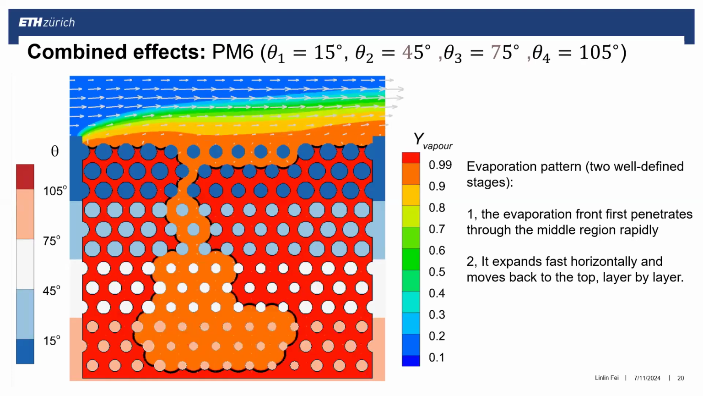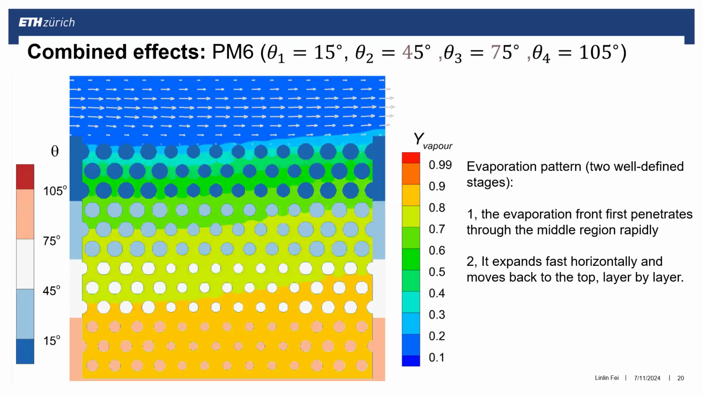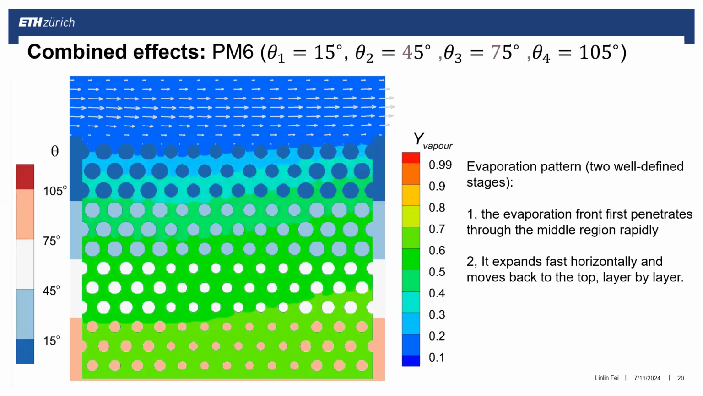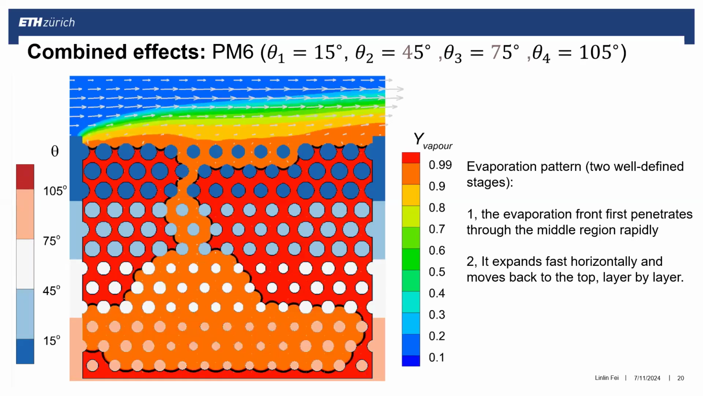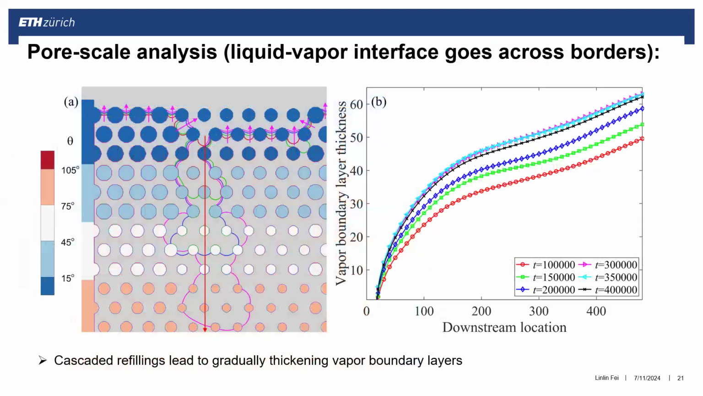In the first stage, the evaporation front penetrates the porous medium in the middle, and then it expands horizontally and moves backward. Let's look at the movie again. So it expands and moves backward. If we look at the pore-scale information, when the liquid gas interface moves from this layer to this layer, and second layer to the third, and from the third to the fourth, we have a cascaded refueling. Therefore, we have a very strong refueling in the small pores, which can increase the evaporation rate.